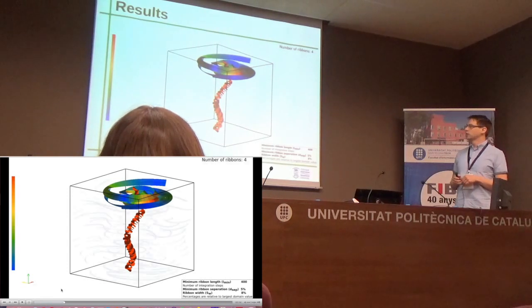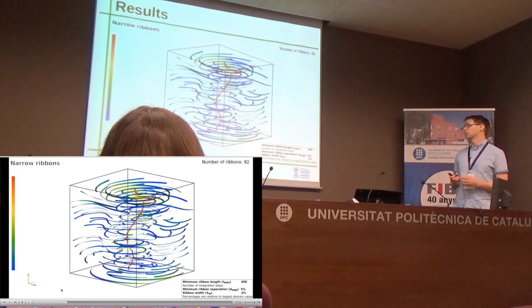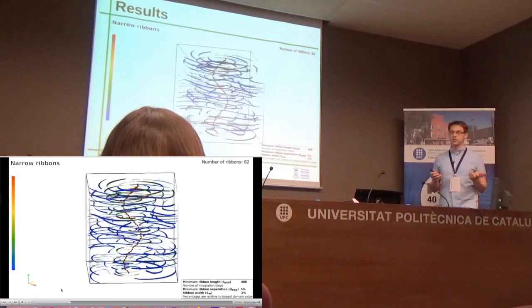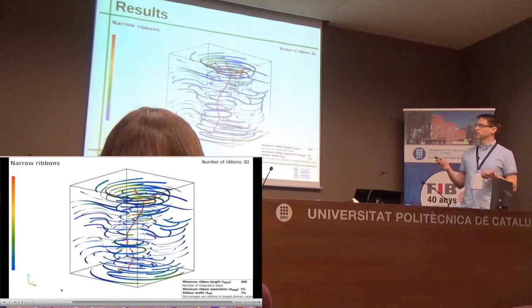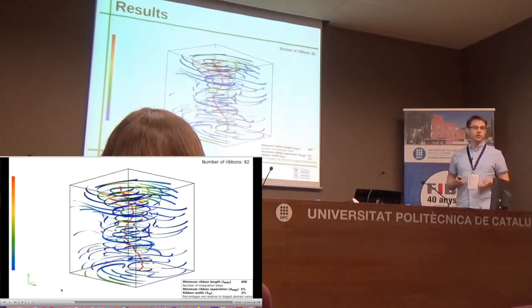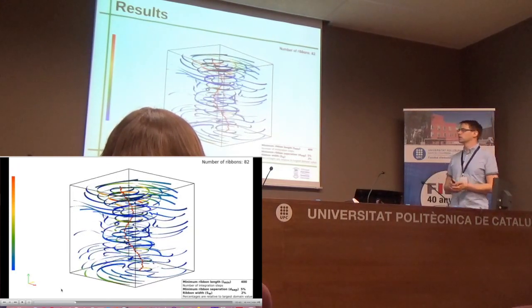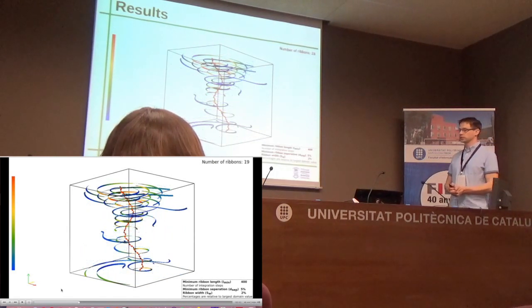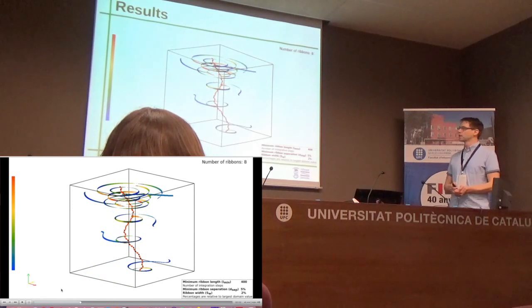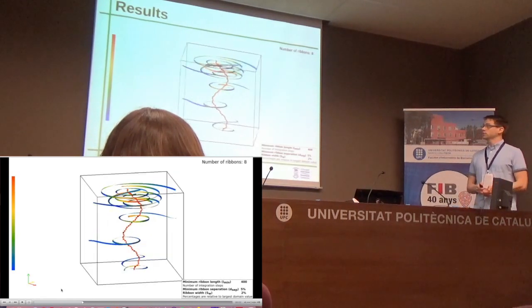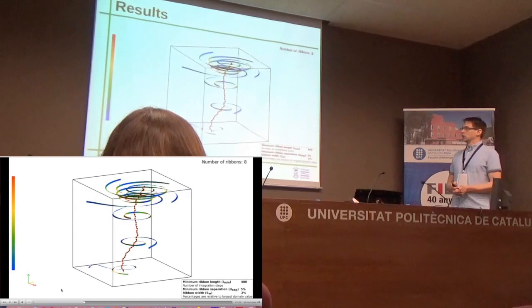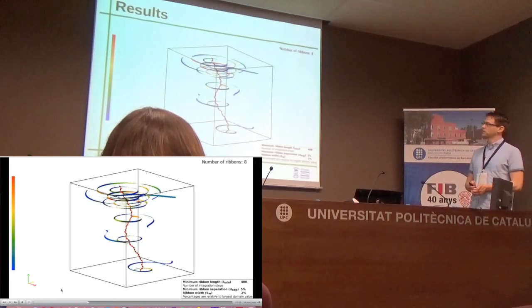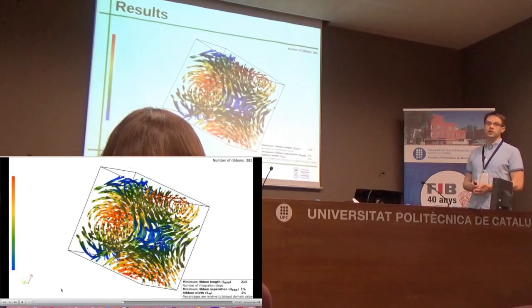So we compare this then with the narrower ribbons. We can see a lot less occlusion, a lot less clutter, but the twisting of the ribbons isn't quite so obvious. You can see the filtering again here, again removing the ribbons from the outside of the flow. And then I think we move on to an ABC flow.